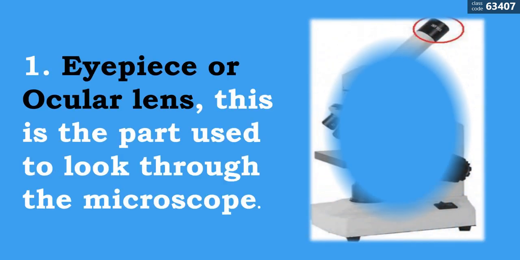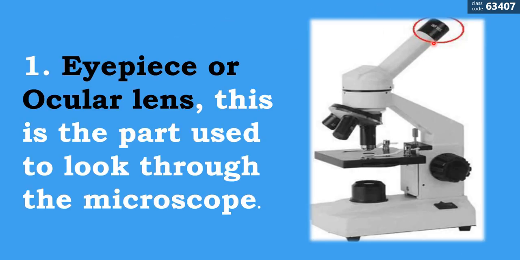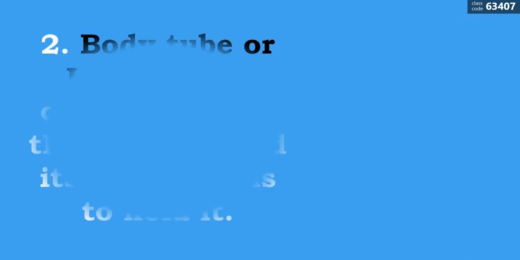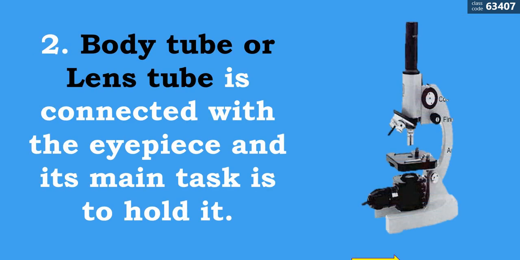Let's talk about the first part of the microscope. As you can see here, this is called the eyepiece or ocular lens. This is the part used to look through the microscope. So you're going to use your eyes. Here you will use your eye to peek, either the left or the right. Next is the body tube or the lens tube. So this is the body tube. It is connected with the eyepiece on top, and the main task of this is to hold it.